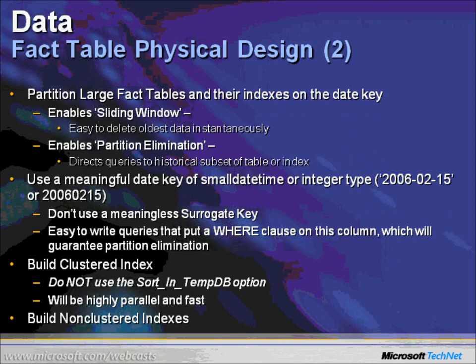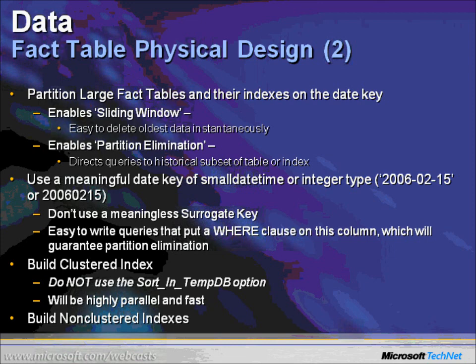Continuing on physical fact table design, again, partition your large fact tables. You should use a meaningful date key of type integer, or I would recommend type integer, and use that 8-digit encoding with 4 digits for year, 2 digits for month, and 2 digits for the day. Don't use a meaningless surrogate key for date.